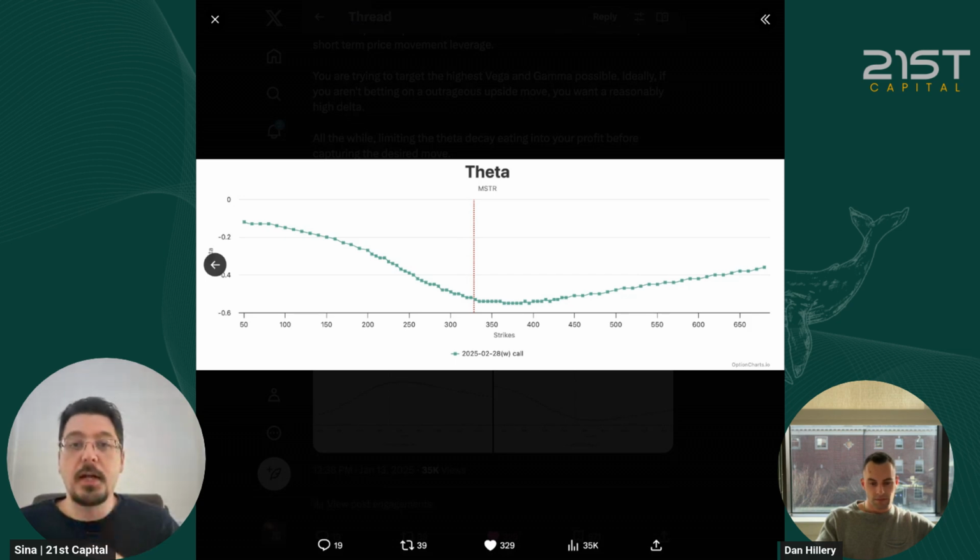What was MicroStrategy's price when you posted this? It was $330 a share. So these red lines here indicate the current price. Oh, that's it. Okay. Perfect. It's hard to discern, but you can see it.